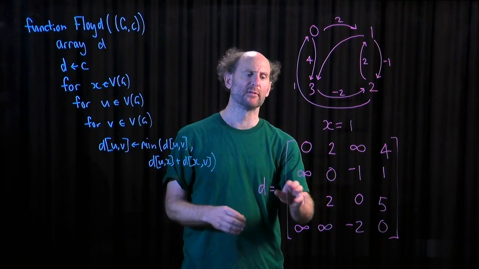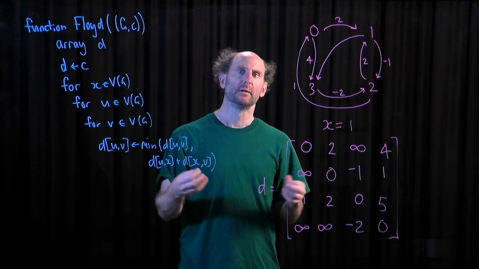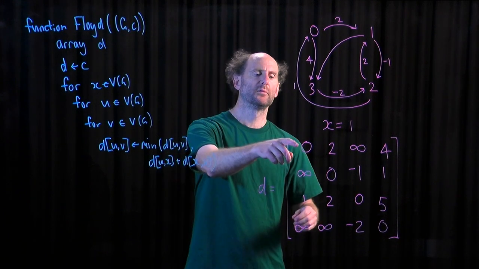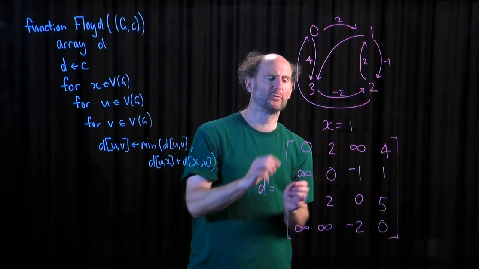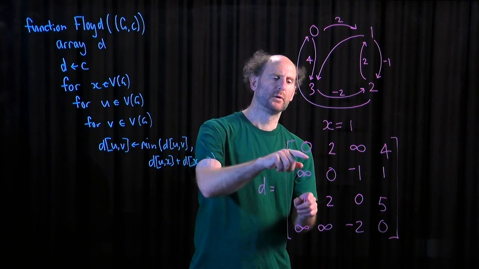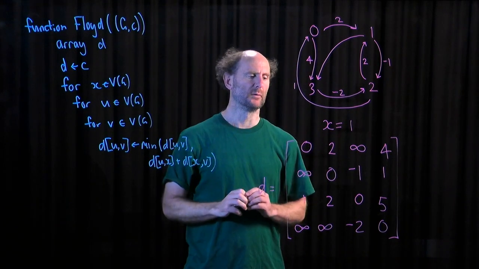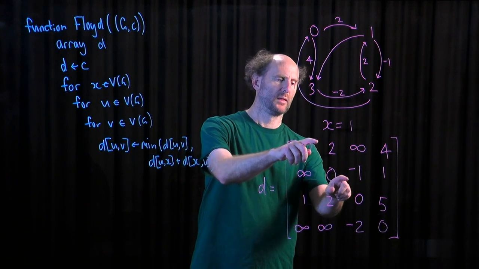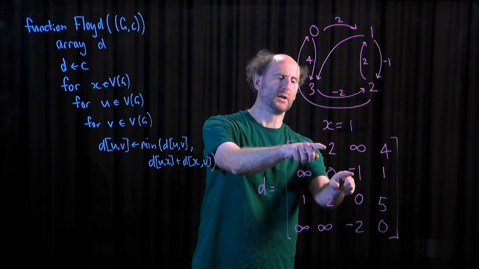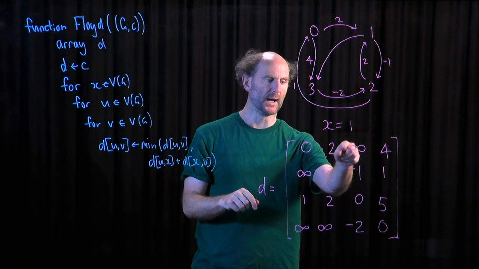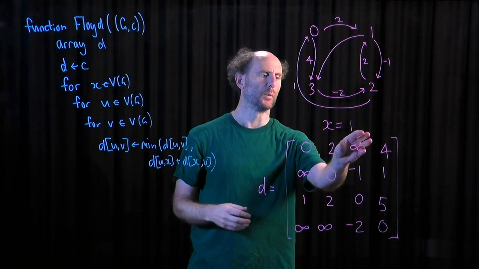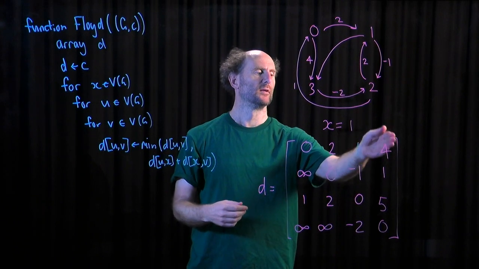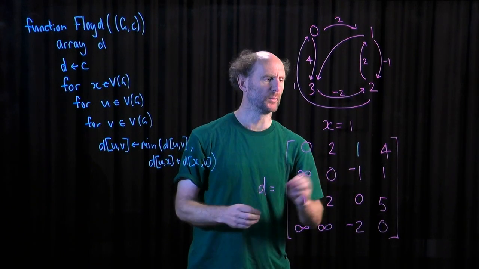And again, we go through this matrix at each point, comparing two numbers and seeing if it's an improvement over the current number we're looking at. So is 0 greater than the sum of those two numbers? No, it's not. Is 2 greater than the sum of these two numbers? No, it's not. Is infinity greater than the sum of these two numbers? So 2 minus 1 is 1, so we can update this infinity to be 1. And is 4 greater than the sum of 2 and 1? Yes, it is, so we can update this distance as well.